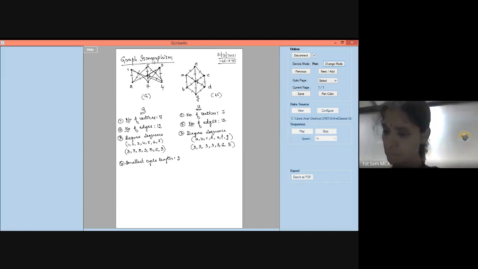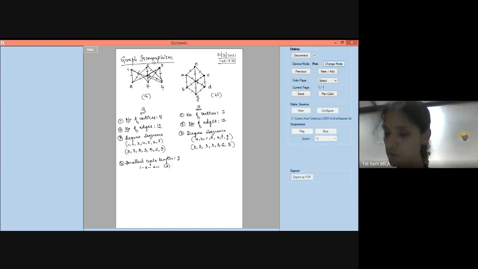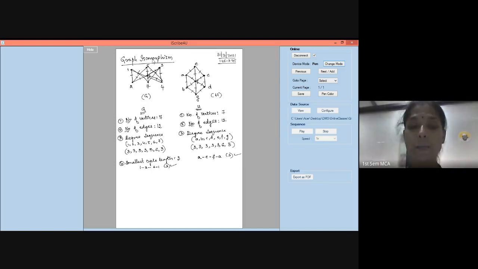Yes, ma'am. We can find one more cycle: 1, 2, 6 and 1. That is also a cycle of length 3. Anyway, the smallest cycle is what we are worried about, so that is 3. Here also in this graph, A, E, F, A is one cycle. Again, this is of length 3. So the smallest cycle length property is also satisfied.